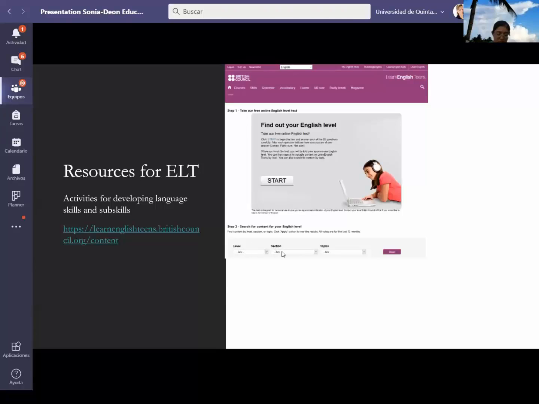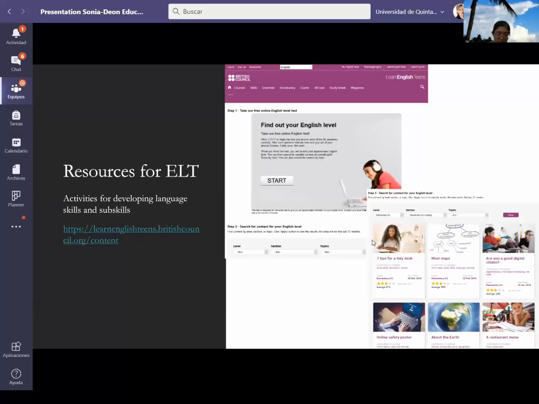So the more that you narrow your search, the fewer resources will come up, right? So you can play with that as you look for materials. But this is an example where I selected an elementary A2 level, and then I wanted to focus on reading skills, for example, right? So several tasks come up.